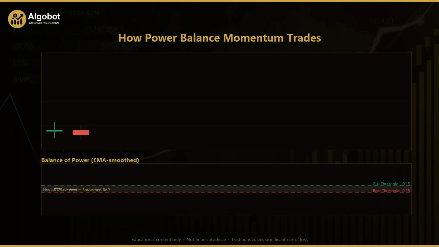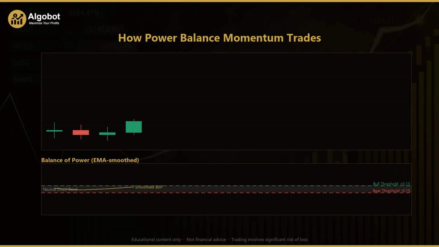Let's bring it all together on a chart and walk through both a long trade and a short trade from start to finish. On screen, you can see a candlestick chart on top, and below it a subpanel showing the smooth balance of power line. Notice the two dashed levels in that lower panel, a positive level at plus 0.15 and a negative level at minus 0.15. The shaded band between them is the neutral deadband, the zone where neither buyers nor sellers are clearly in control.